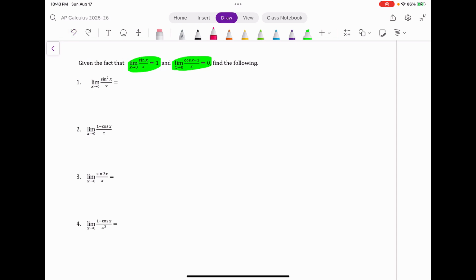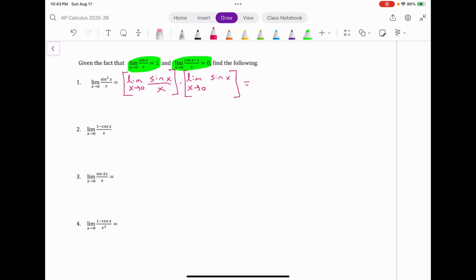And so what we can do is use the product law of limits. So we'll separate it into sine x over x. We'll take the limit as x approaches 0 for that, times the limit as x approaches 0 for sine x.